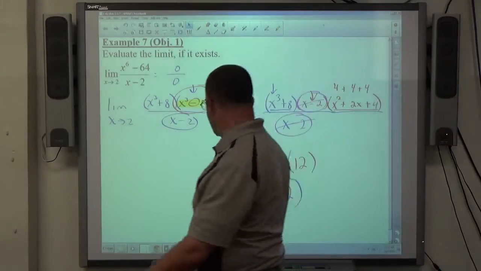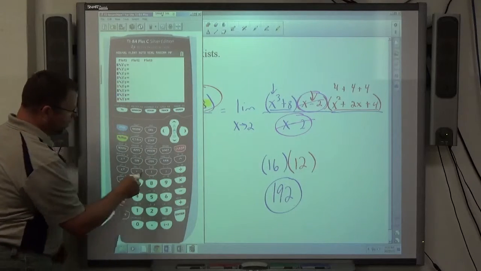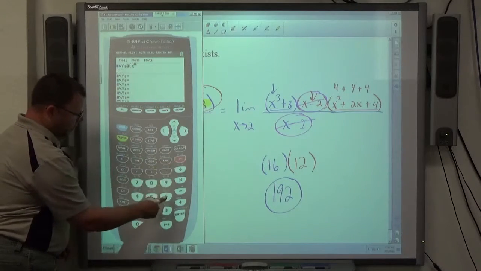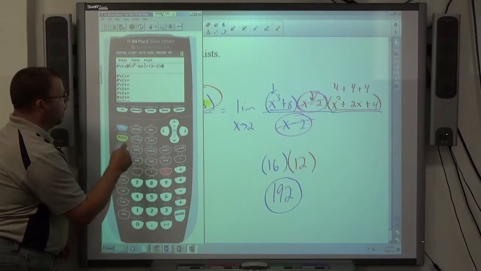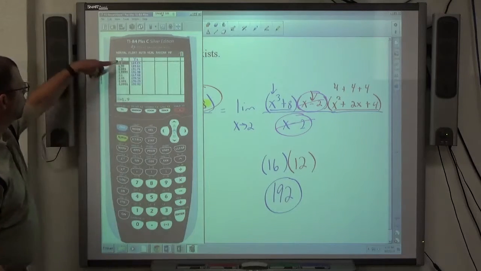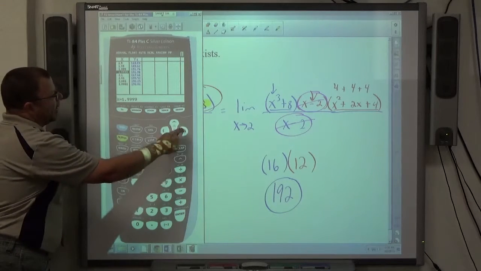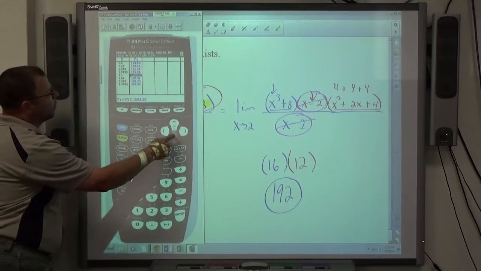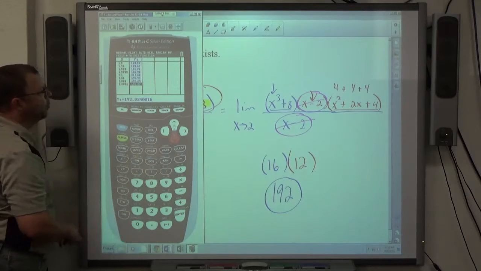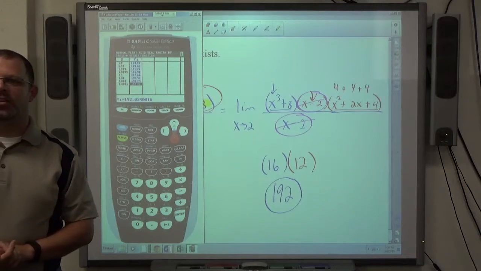And once again, if we take a look over here real quick at my calculator, if I had typed in x caret 6 minus 64 divided by parentheses x minus 2, and I'd gotten really close to 2 from both sides, 1.999 gets me to 191.9760016. 2.0001 gets me to 192.02400016.